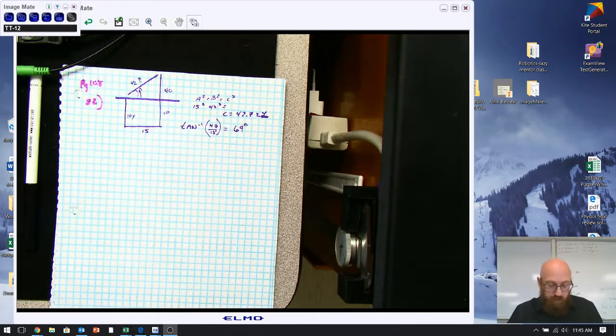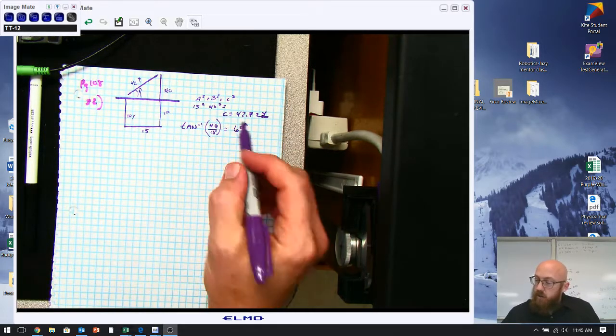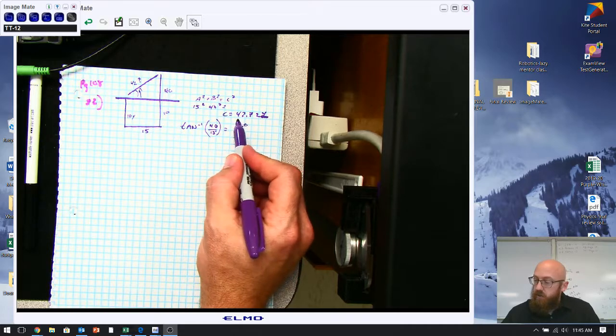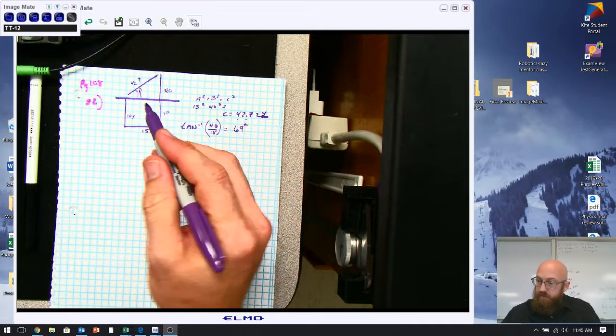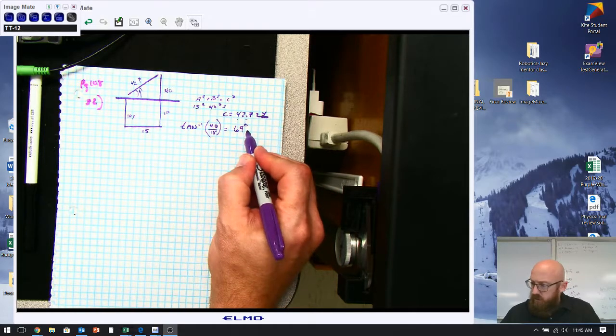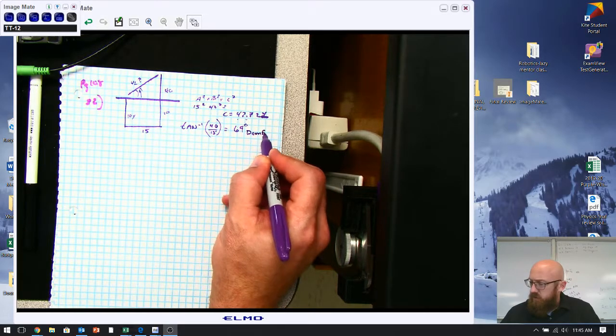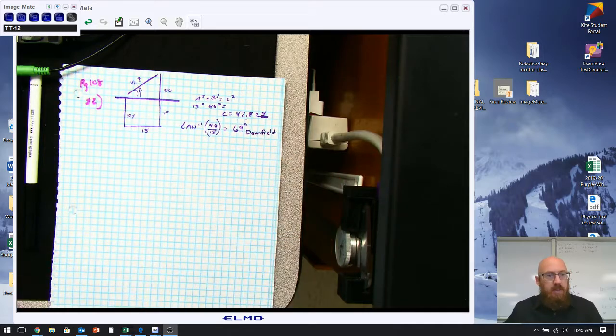Well, that's lovely. So the resultant is 42 yards at 69 degrees downfield. That label's rough. Okay, so there's 22.